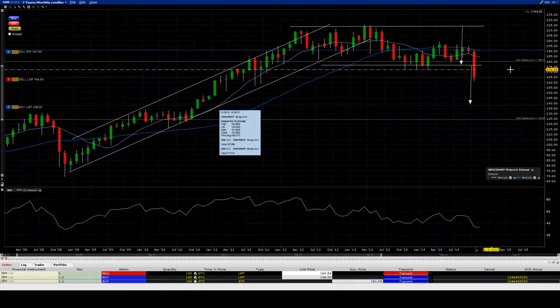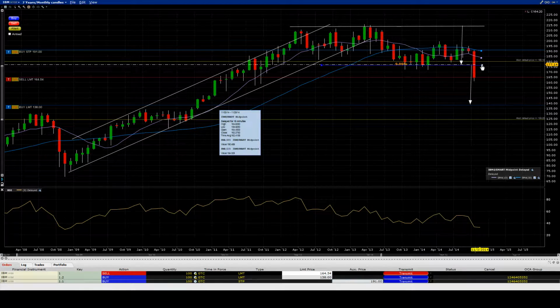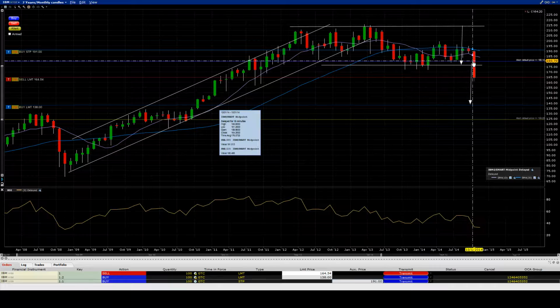Not optimal. I always try to look for at least 1 to 3. So my risk is 1 and my gain is 3. So even if I would be right half of the time, I'd still be in the money and positive. Look, this is a clean breakdown.